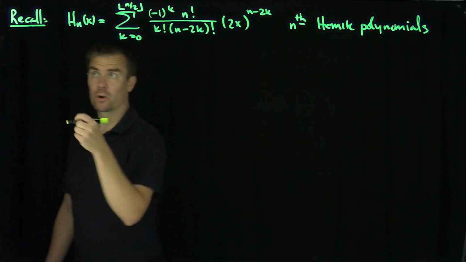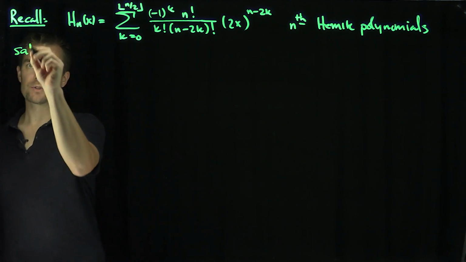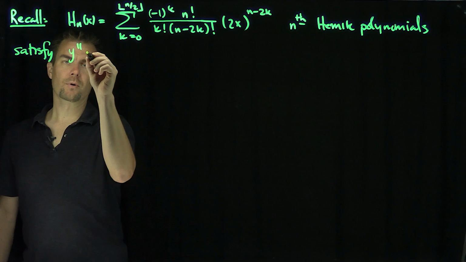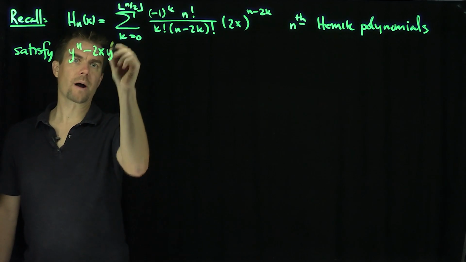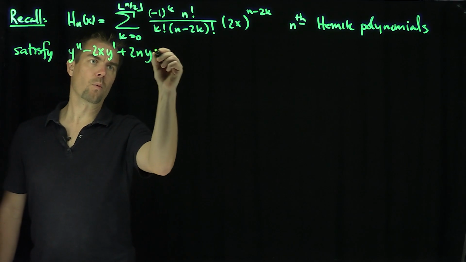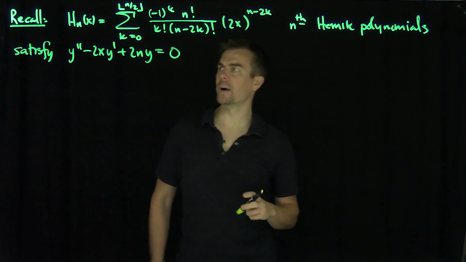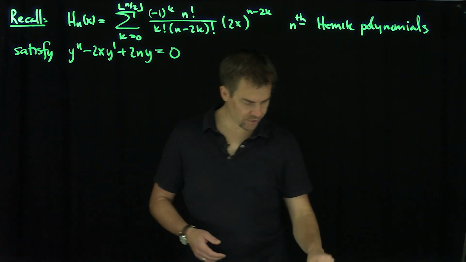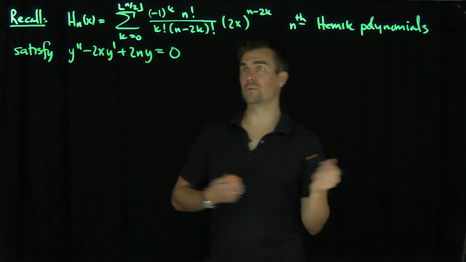And these polynomials satisfy the second order differential equation. These satisfy the equation y'' - 2xy' + 2ny = 0. That's the Hermite differential equation. We proved that in a previous video. And so now what I want to do is understand properties of the derivative of this Hermite polynomial. So let's do it.